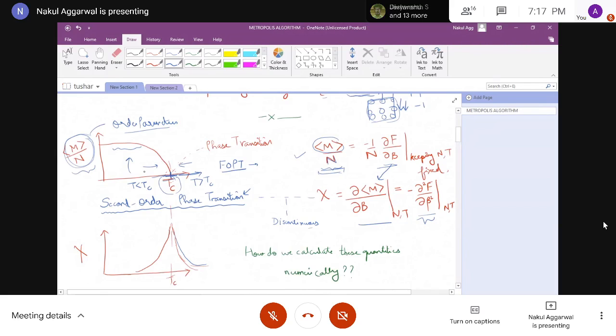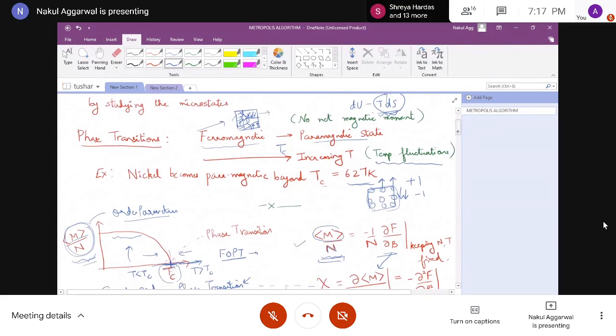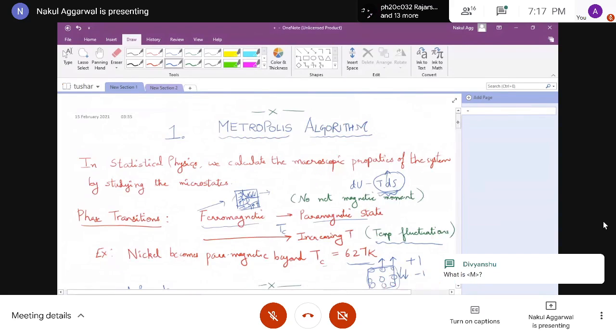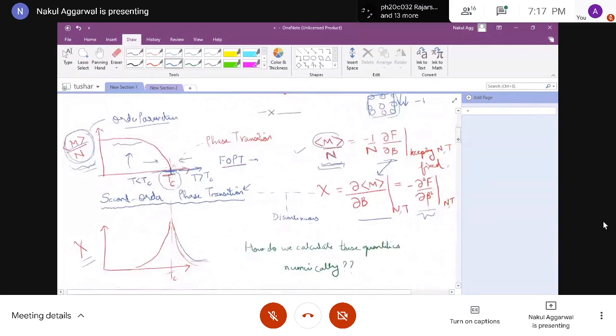So how do we calculate these quantities numerically? Remember, these are thermodynamic or macroscopic properties of the system, and obviously they fluctuate a little bit. That is the only reason we are always interested in the average value, because these values fluctuate over temperature and over time. So how do we calculate these quantities?